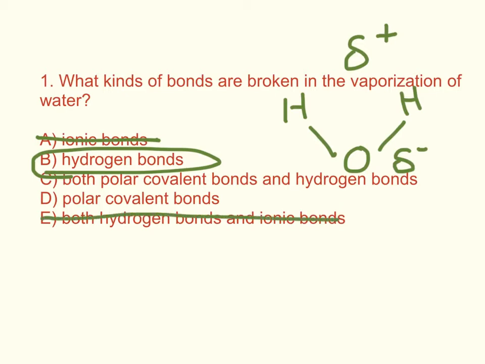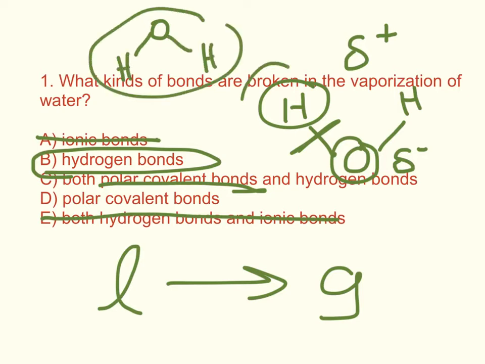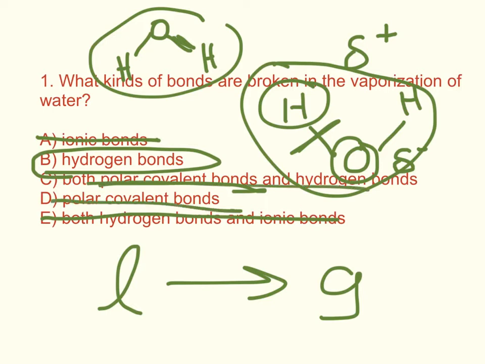Now the other answer has to do with polar covalent bonding. I guess what this assumes is that as water is being converted from liquid to gas, the bonds between the oxygen and the hydrogen are being broken. This is not the case. What happens when water is converted from liquid to gas is that the space between the water molecules increases. So the polar covalent bond is actually intact. Therefore, the answer is B.